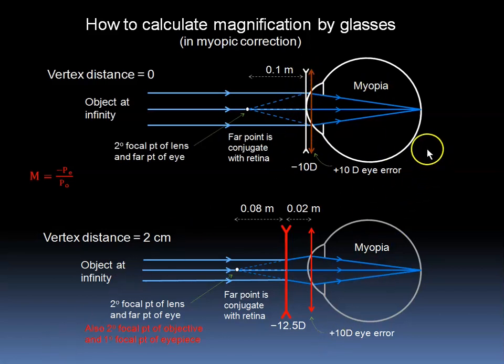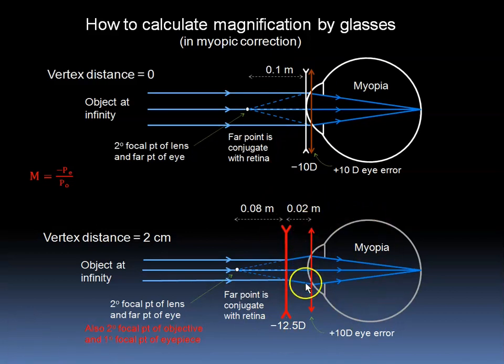In both of these diagrams, the eye is shown to have a plus 10 diopter eye error, which can be corrected either by placing a minus 10 right on top of it, or a minus 12.5 in front, 0.02 meter in front. The difference is in the telescopic effect. In this case, a reverse Galilean telescope, which adds minification to the image. The image will be clear over here, just as it is over here, but it will be minified.